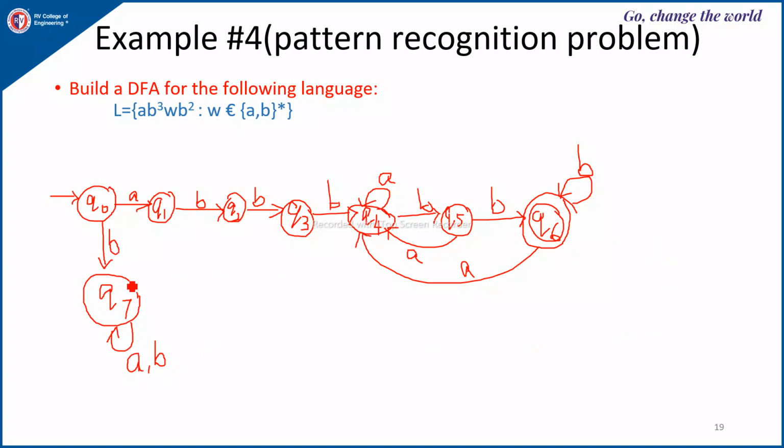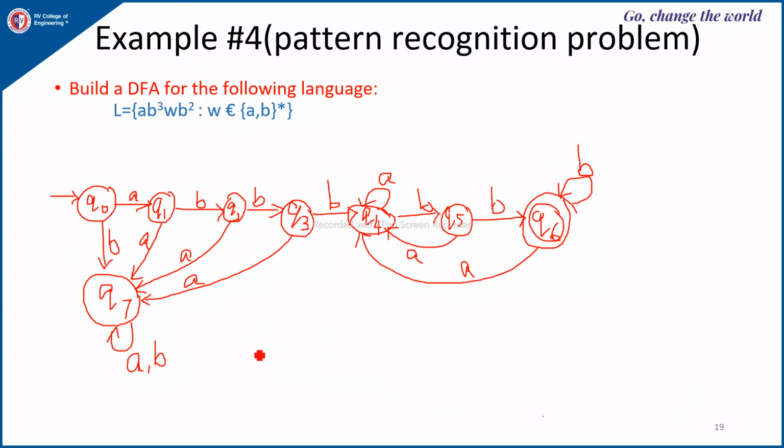to the final state. Now for Q1, I have to have 3 B's after A. If it is again A, I should go to the trap state on A. Again here from Q2 also, if it is A, I have to go to the trap state. For Q3 also, I have to go to the trap state. So it has to start with A, B, B, B. Now for Q4, after A, B, B, B, I can have anything here. So this is the machine for the required problem.